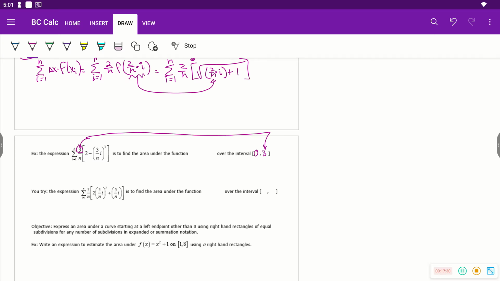This, that 3 over n, that delta x, i times, this is the x sub i. And so the rest of it must be the function. And so the function is 2 minus x cubed. That's the idea. Sorry about the lack of room. You try the next one. You try, and we'll stop there.